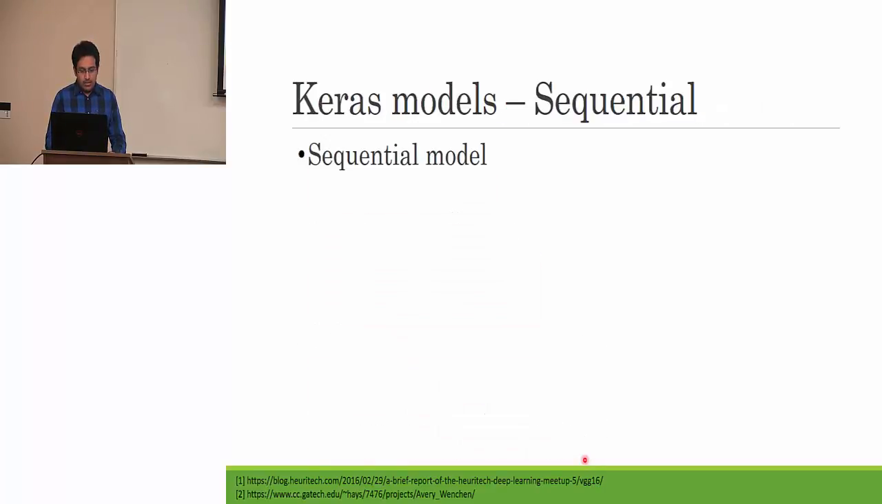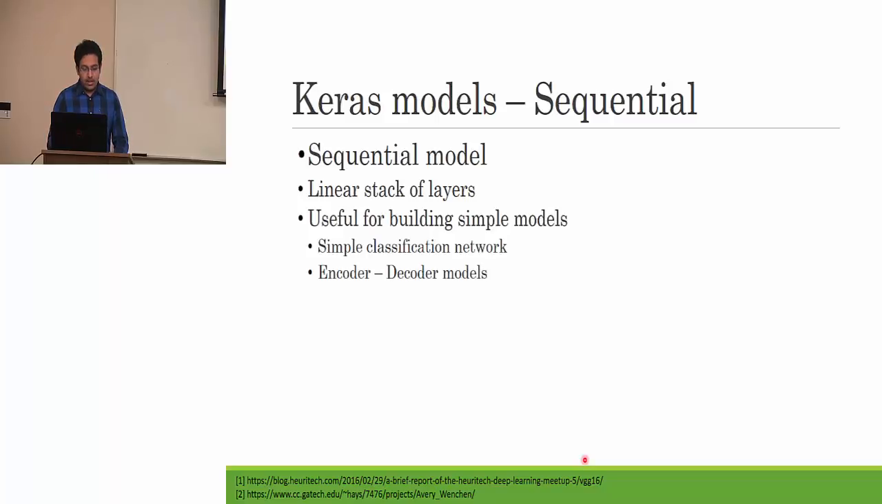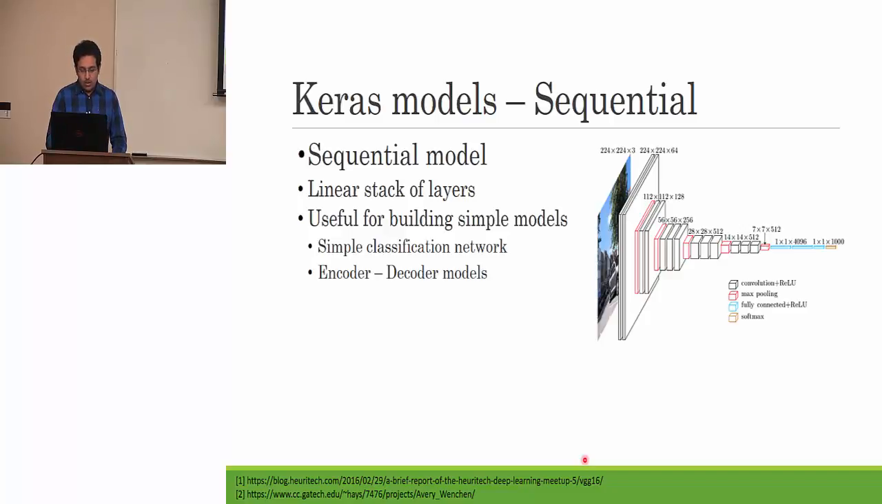So let's look at, earlier I talked about we have sequential and functional models. The sequential model is basically you linearly stack layers, and it's useful to build simpler blocks, simpler models with just a classification network and encoder-decoder models. One example of that is VGG16. So this is a standard architecture by Oxford Group. All this is doing is image classification.